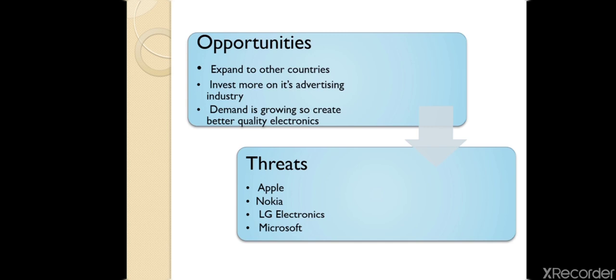Threats: the large number of competitors. The mobile market is saturated. Samsung has a lot of competitors in the market, and the number is also growing. It has strong competitors like Apple and Oppo. It is the biggest threat for Samsung. Chinese companies are also the biggest competitors.